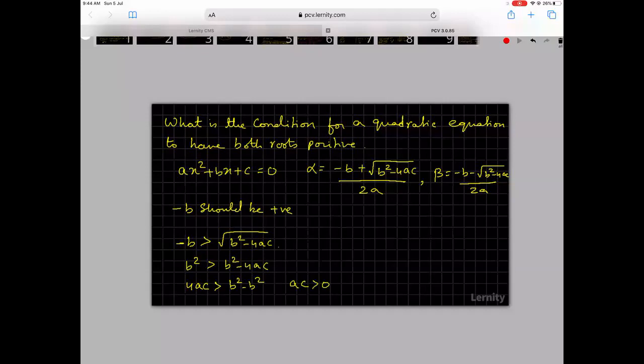So there are two conditions it has to satisfy. One, that minus b should be positive. So if minus b should be positive, then what can you say about b? B should be negative. Not only should b be negative, also ac is greater than 0. That means the product of a and c should be greater than 0. Either both are positive or both are negative.